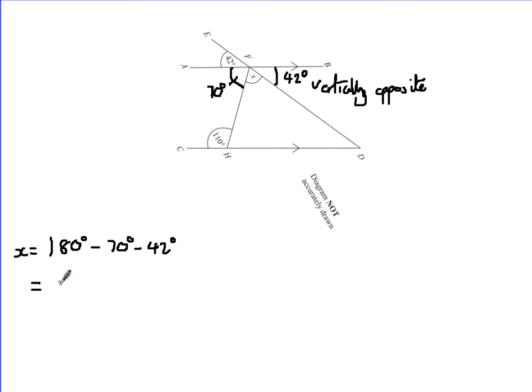So if we take off 70 first, that's 110, and then we're going to take off 42. So take off 40, that gives you 70, take off 2, leaves you with 68 degrees.